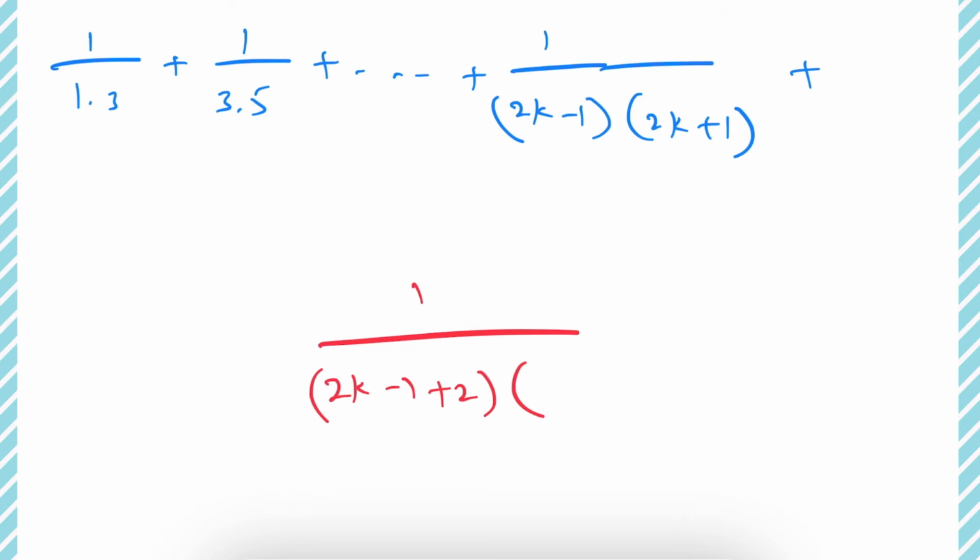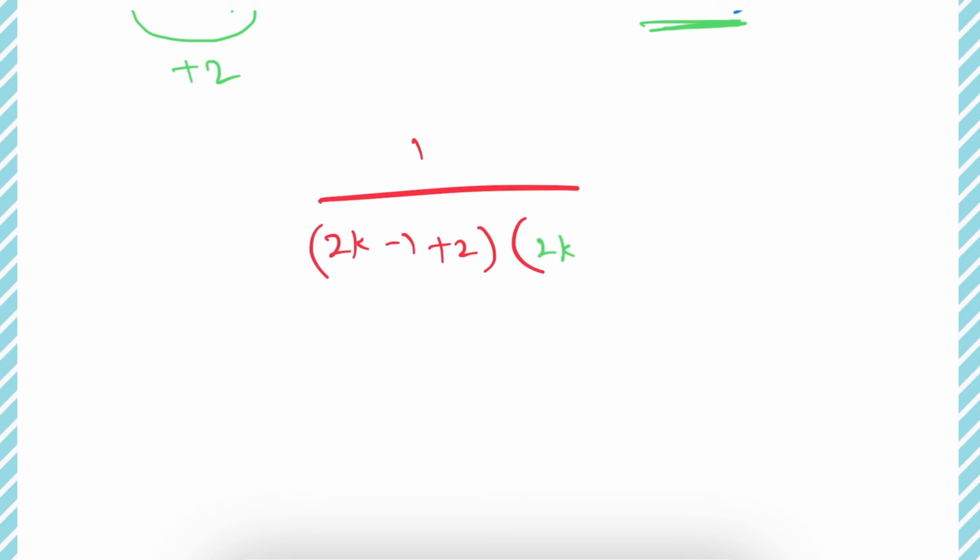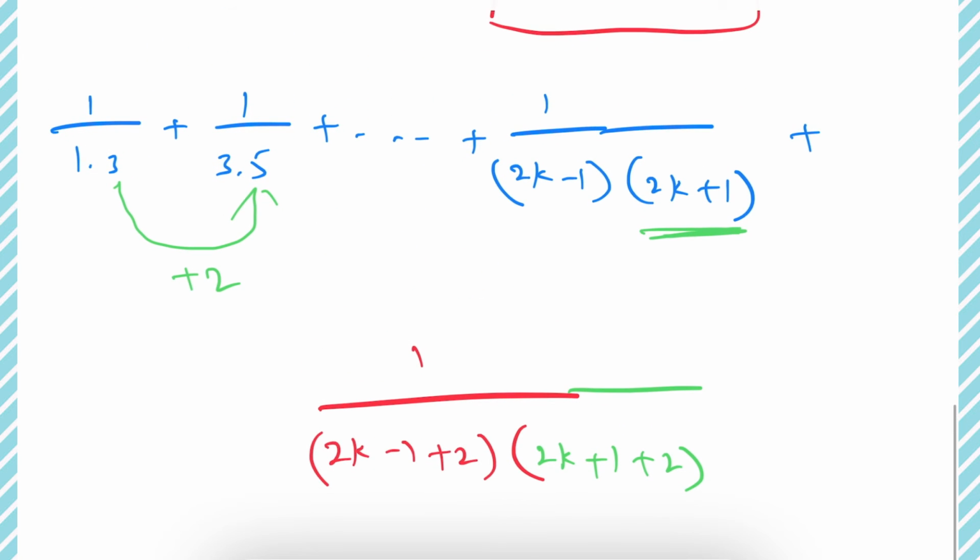Second numbers, if we observe clearly, here the second number is 3 and here the second number is 5. So from 3 to 5, what is the difference? That is 2 again. So here 2k plus 1 is there, so for that 2k plus 1 also we need to add 2 again. Okay.